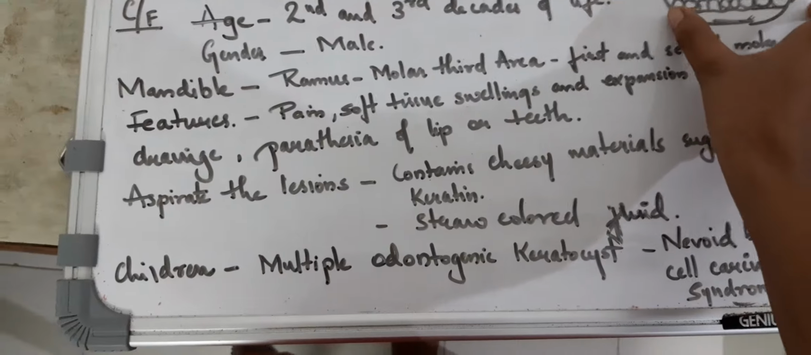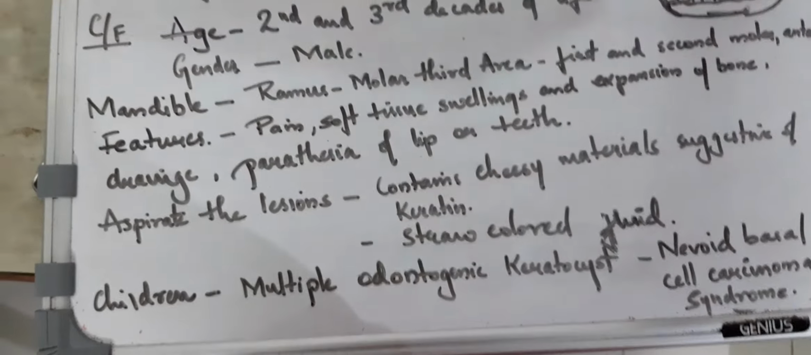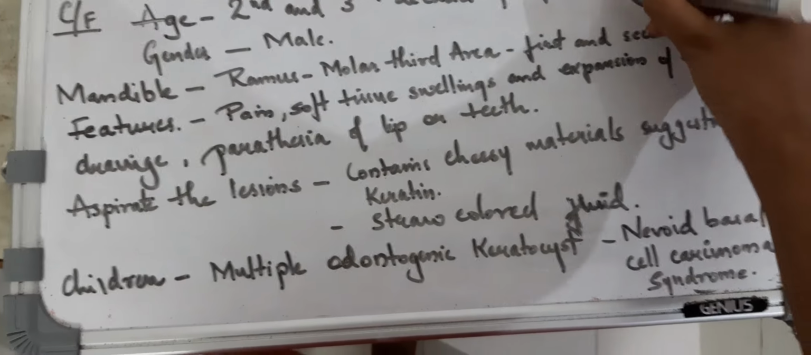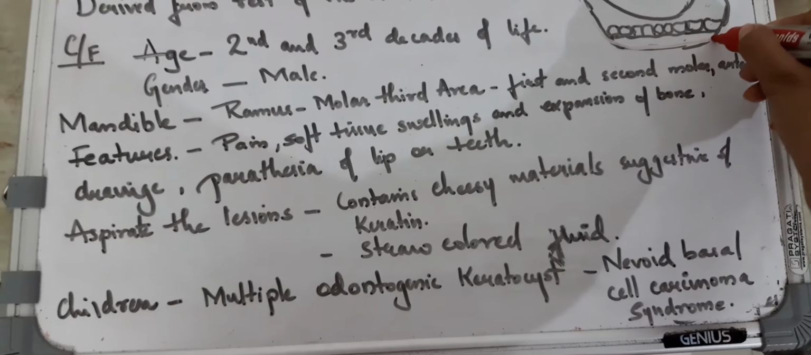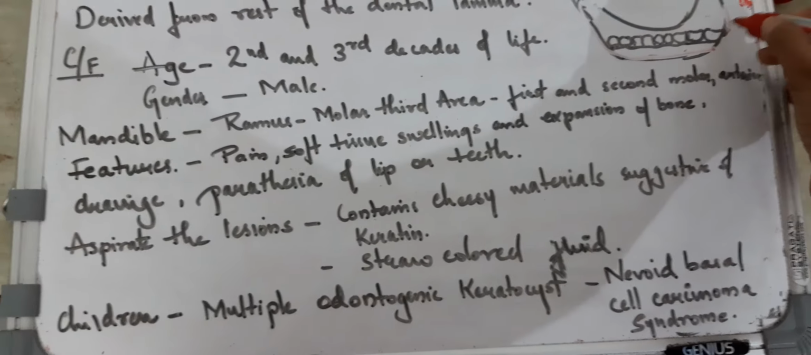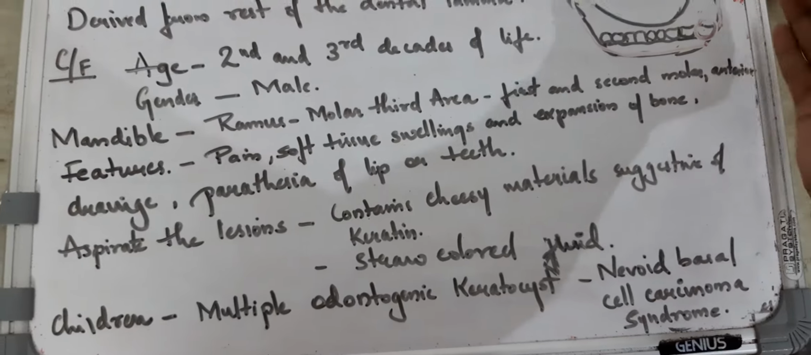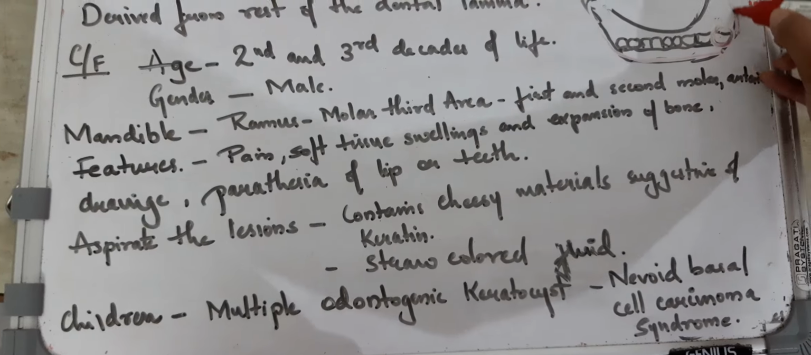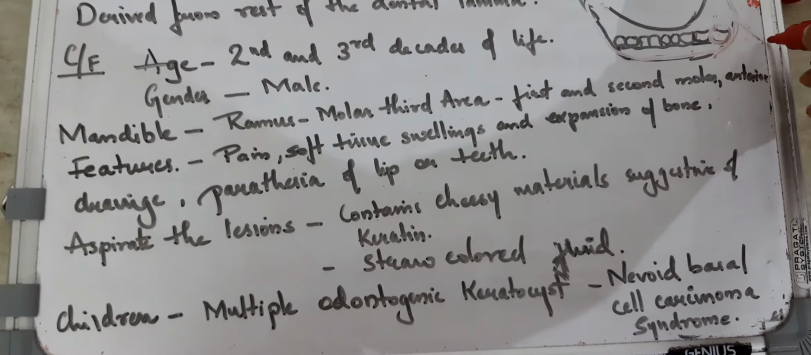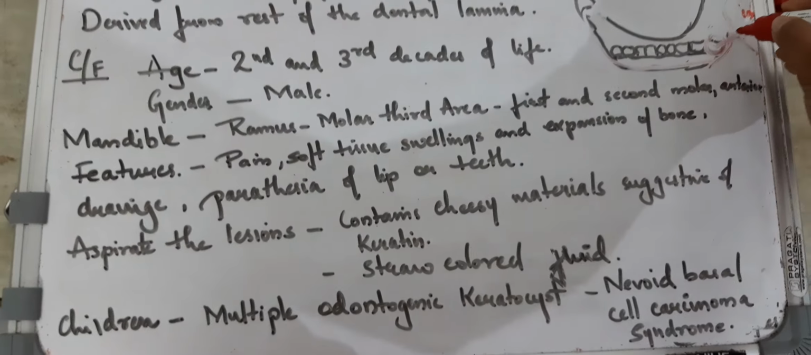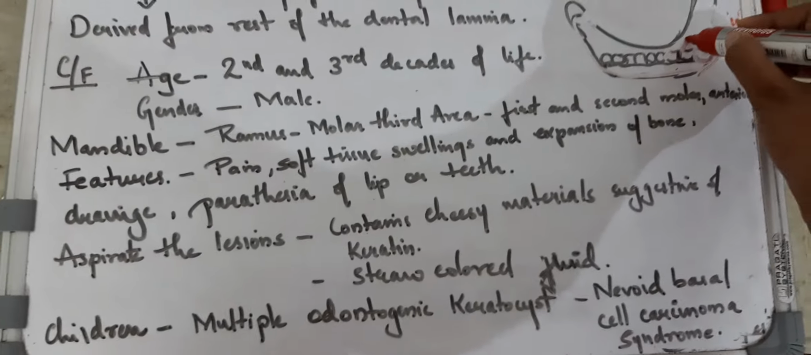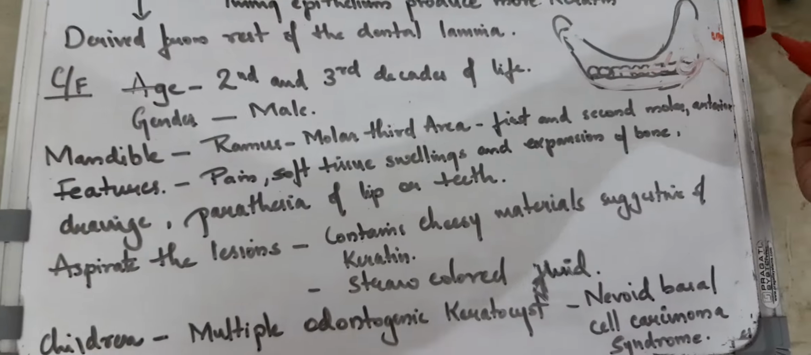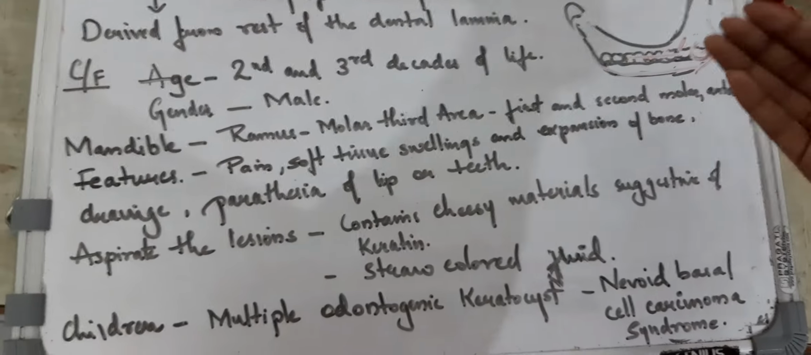The most common site is the mandible. It occurs more commonly in the mandible than in the maxilla, most commonly at the ramus or molar. The order of frequency is the ramus of the mandible, then the third molar, then the first and second molar, then sometimes the anterior teeth, and it can also occur in the maxilla as a secondary site.